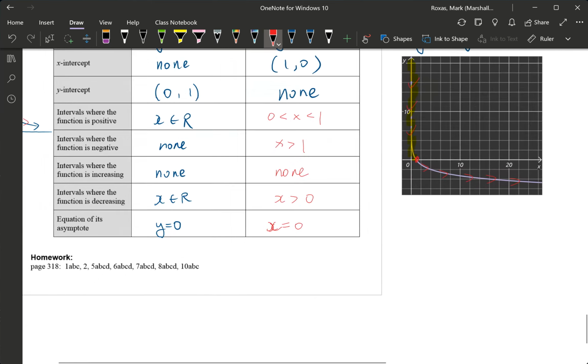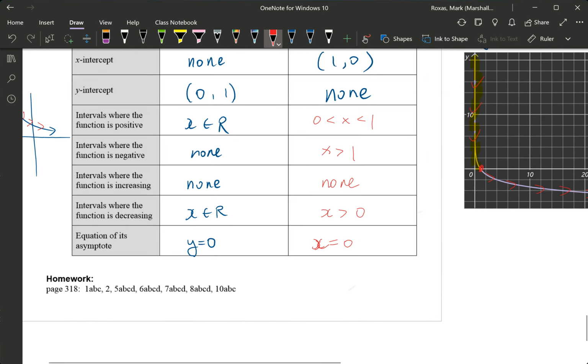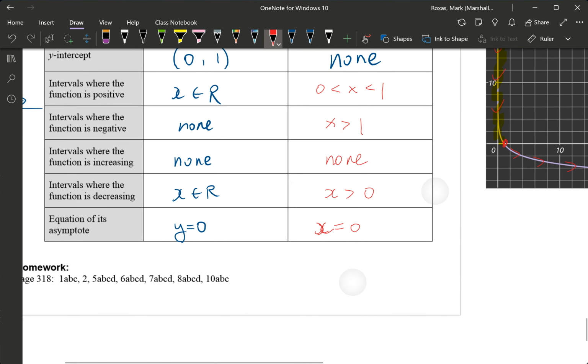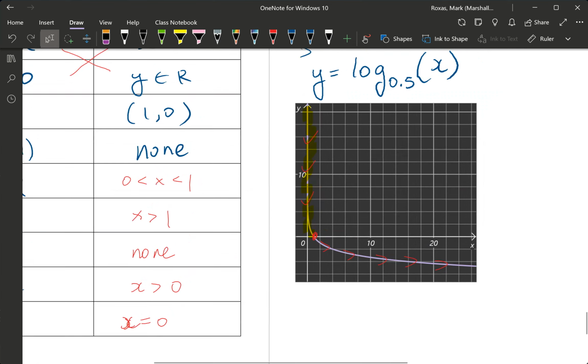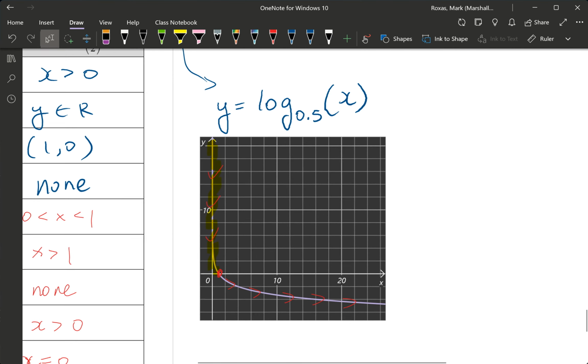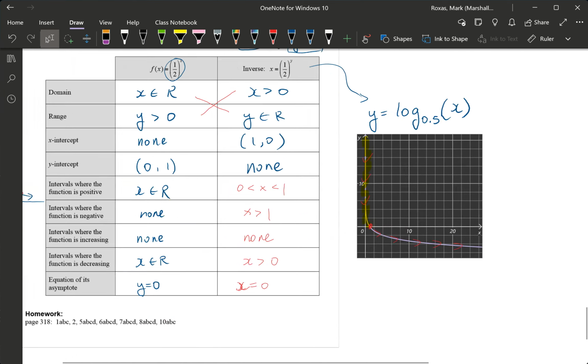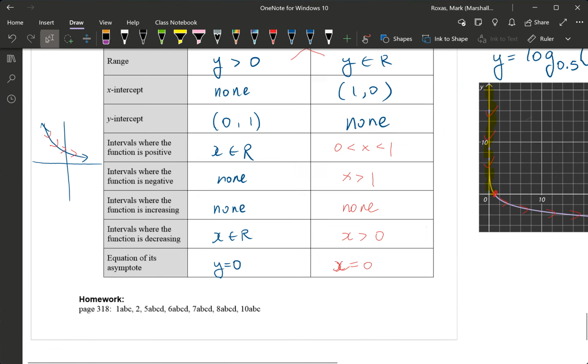Okay, so there you have it. As you're doing problems in this section, look at the graphs that you have, plot them on Desmos, plot the inverses, get a better sense of what these graphs' characteristics are, especially in relation to their parent exponential functions. Okay, so that ends this lesson.